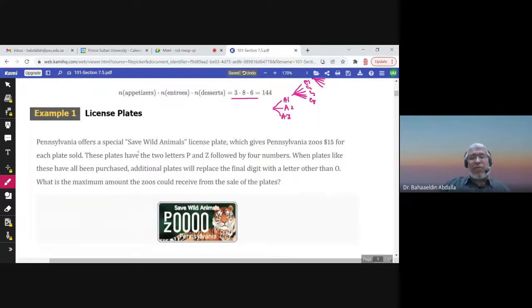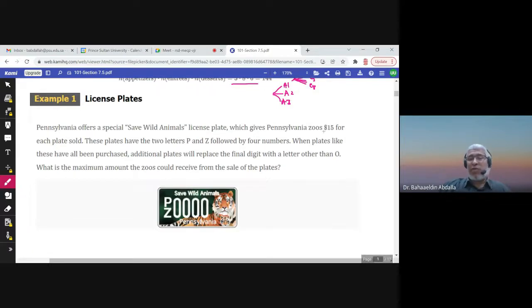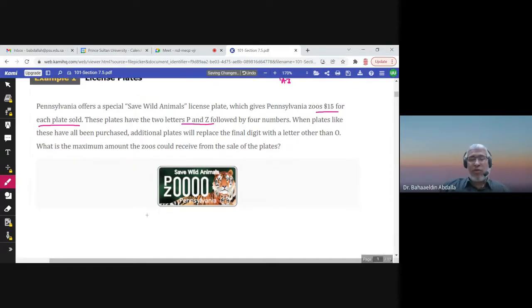Pennsylvania offers a special Save Wild Animals license plate, which gives Pennsylvania zoos $15 for each plate sold. These plates have the two letters P and Z in the first positions, followed by 4 numbers.